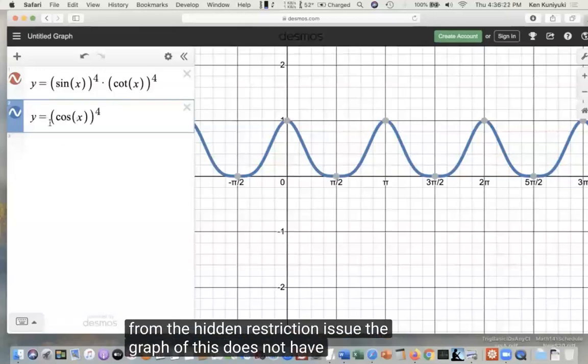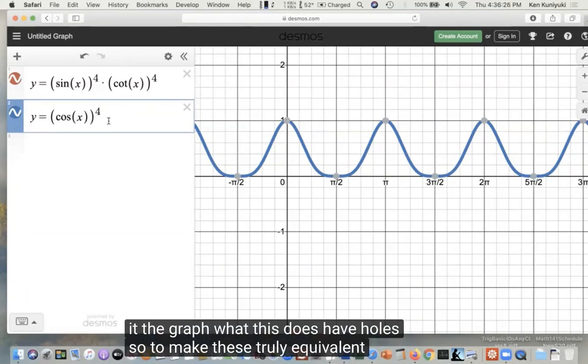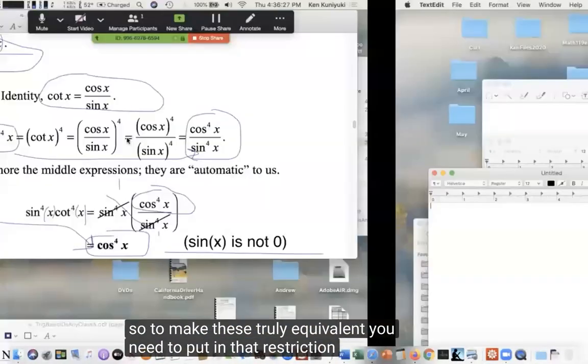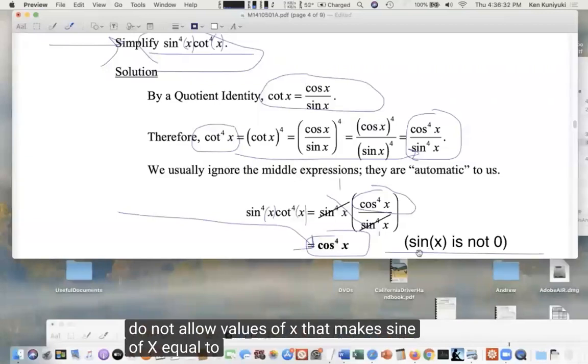The graph of this does not have any holes on it. The graph of this does have holes. So to make these truly equivalent, you need to put in that restriction that we do not allow values of x that make sine of x equal to 0. But basically, these two expressions are equivalent.